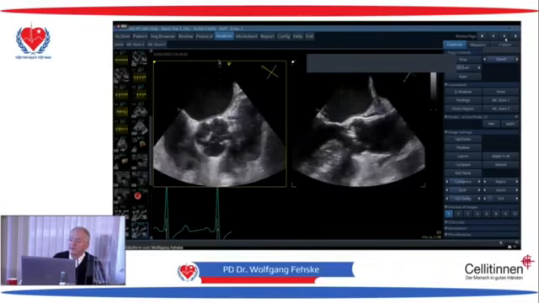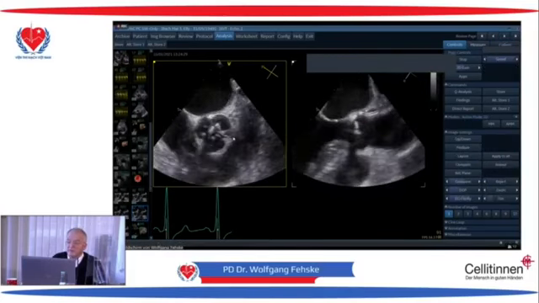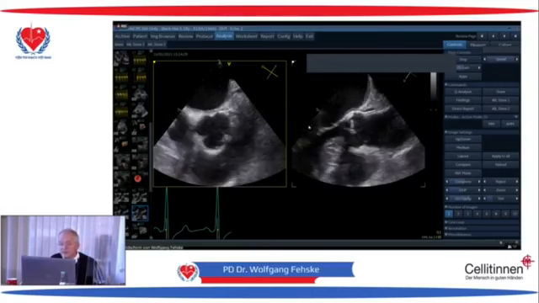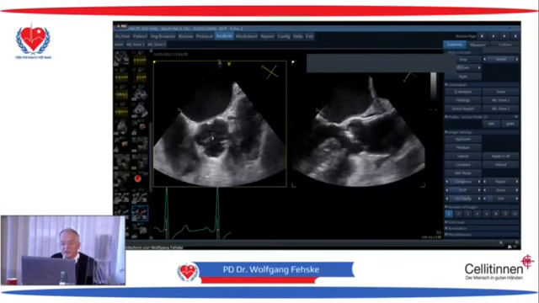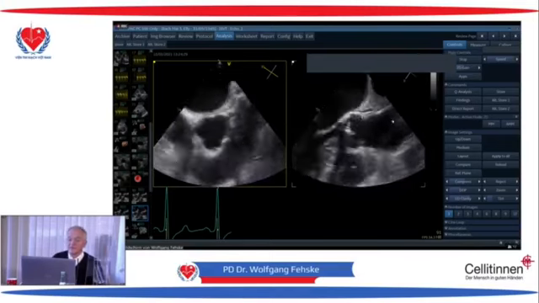Okay, biplane is only possible with a 3D probe. So the next is that we go for... Oh, this was the best here. You see, I am even a little bit further. You see, now you have very tiny lines here.